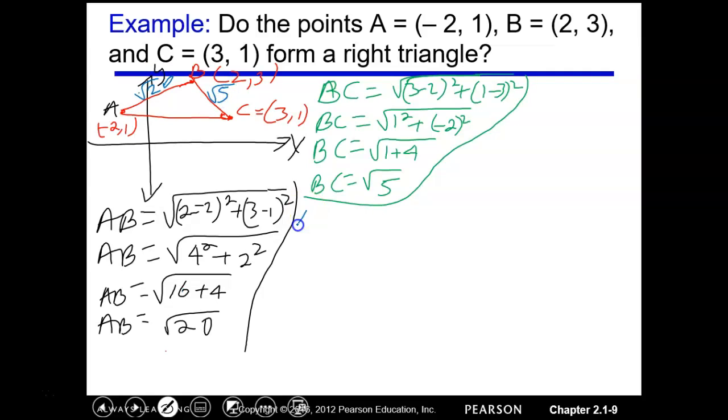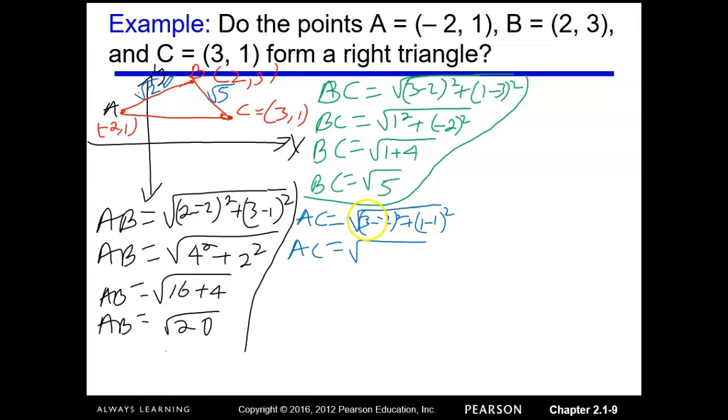Okay, let's find AC. AC is the square root of 3 minus negative 2 squared, plus 1 minus 1 squared. So 3 minus negative 2 is 3 plus 2, which is 5 squared, plus 1 minus 1 is 0, 0 squared. So AC is simply 5 squared, which is 25, plus 0. So this is the square root of 25.